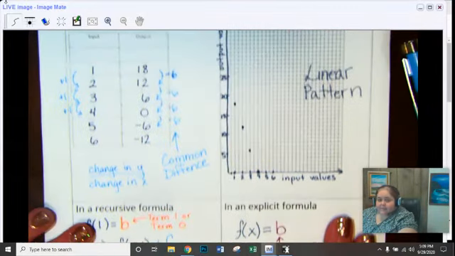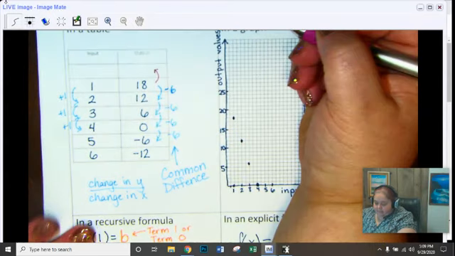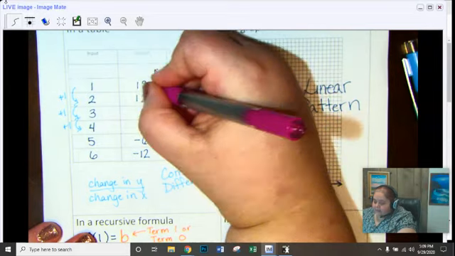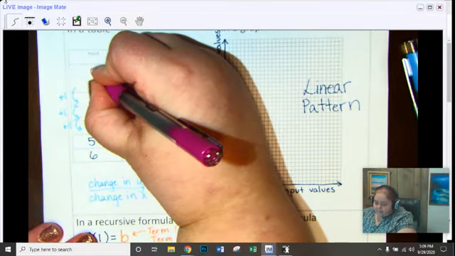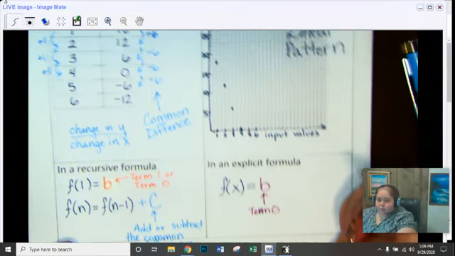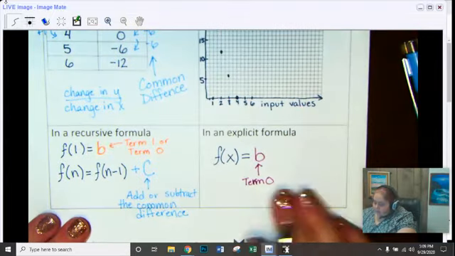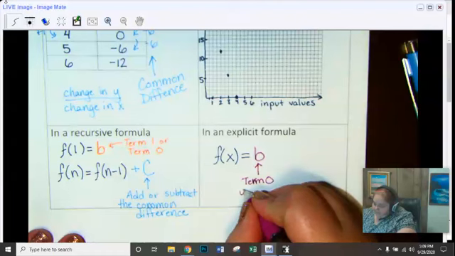To get to term 0, we go back to this point, in which case we would add 6. So 18 plus 6 is 24. So our term 0 is 24 in this problem. Our term 0 is also known as the y-intercept.